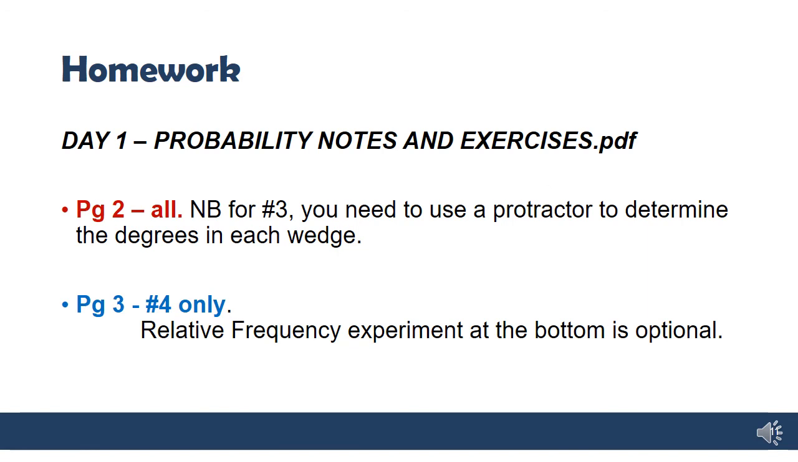So at this point, you should be ready to tackle the homework. There's a file on the Google Classroom called Day 1 Probability Notes and Exercises. And from this, you should take the notes that are there as well. They sort of overlap with what I've done here. On page 2, there are 3 exercises that you're going to do. And please note that on number 3, you have a spinner where you need to use your protractor to determine the degrees. I realize this might be difficult to do if you're trying to do it on a tablet or on your phone, but just do your very best, and if you're off by a little bit, we're not going to get too bent out of shape.